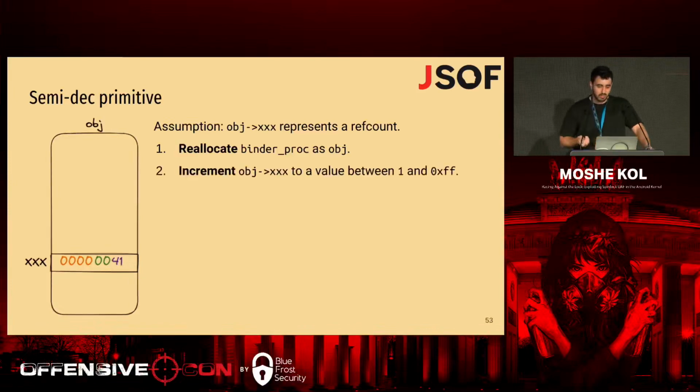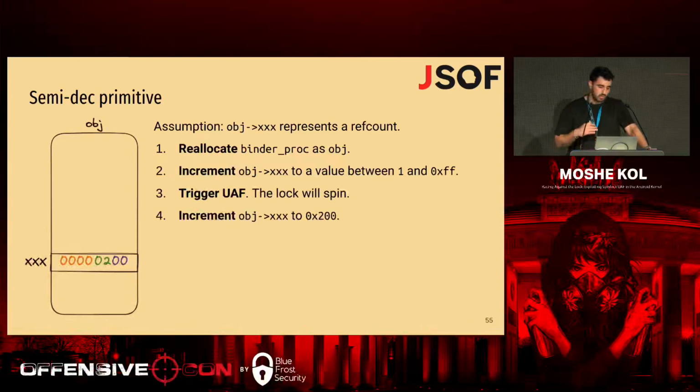We will increment the ref count to a value between 1 and hex FF. Then we will trigger the use of the free. The lock will spin, we'll set the pending byte to 1, just like before. And then we will increment the ref count until it reaches hex 200. And by incrementing the ref count, I mean taking more references on this object.